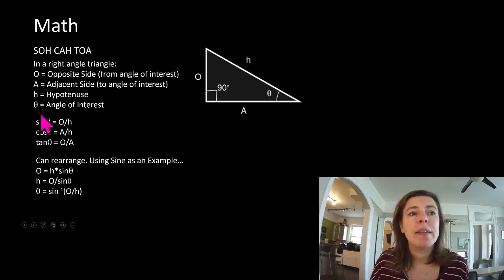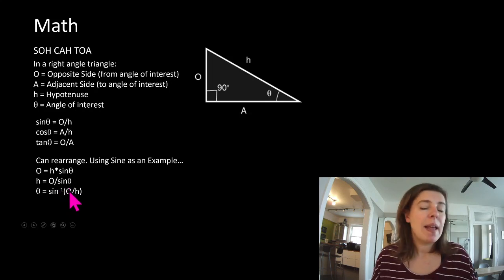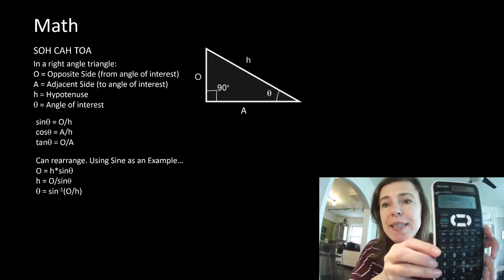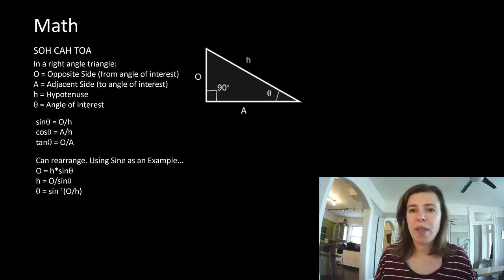So let's just use the sine one. We know the sine of the angle equals opposite over hypotenuse, but that doesn't really give us any answers. We can rearrange to find the opposite side if we know the hypotenuse and the angle. We can rearrange to find the hypotenuse if we know the opposite side and the angle. Or we can find the angle if we know the opposite side and the hypotenuse. And for that, we use the arc sine function, or sine to the negative 1. And that is usually a second function of your sine, cosine, tangent buttons. And I'll show you a picture of that in the slides here.